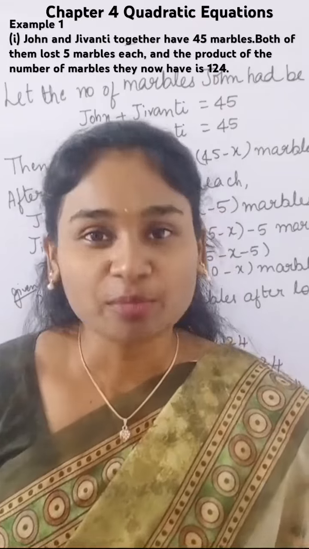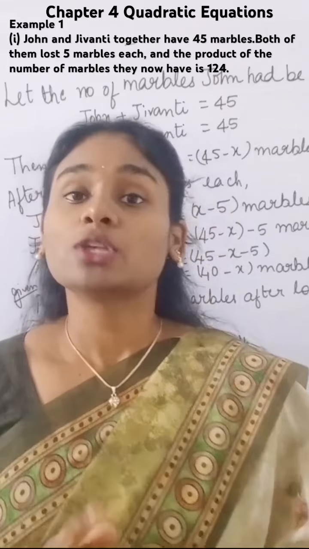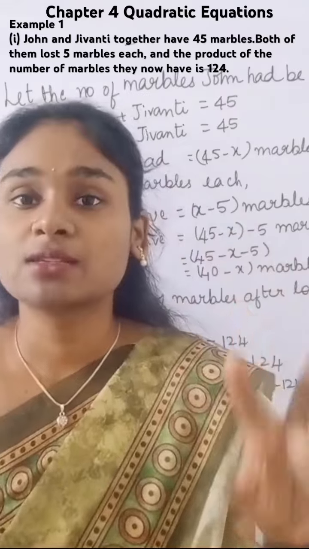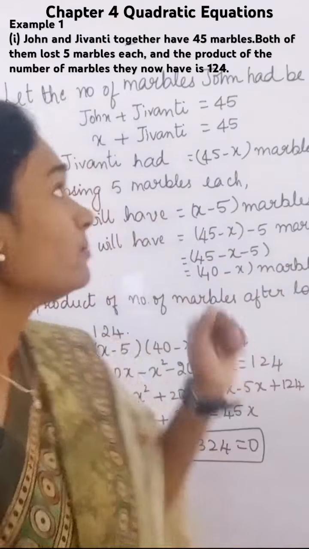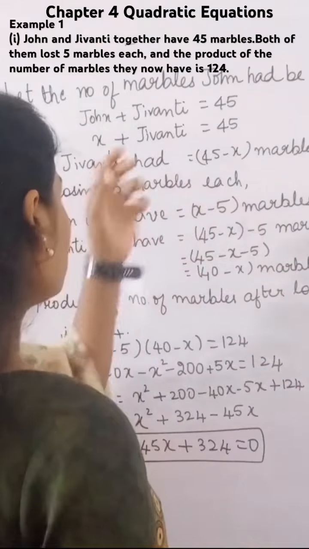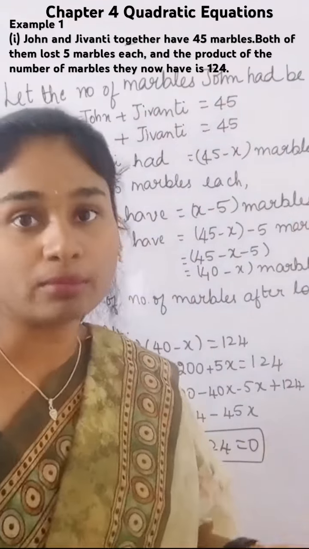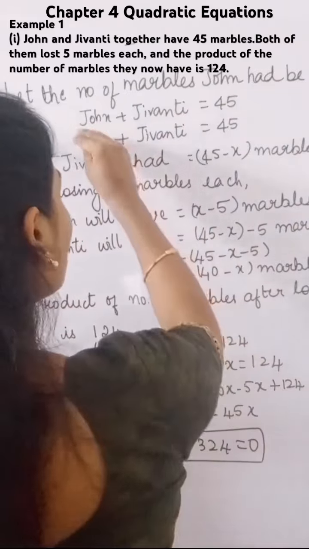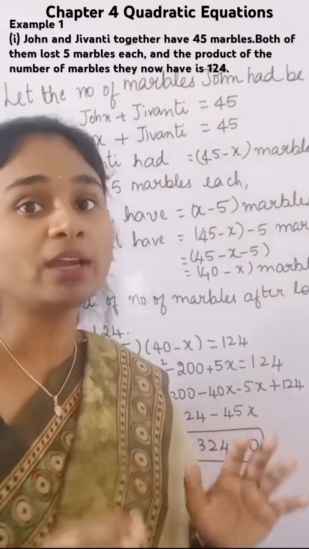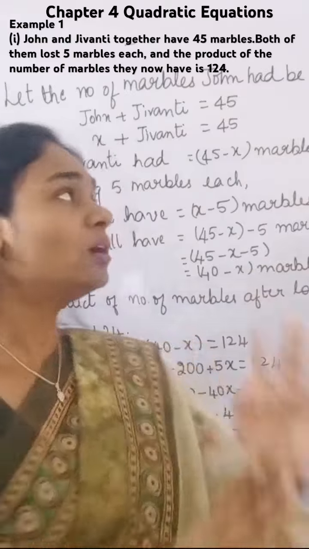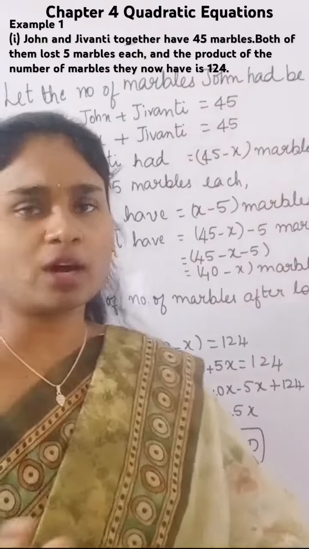So let us solve example number 1 of quadratic equations. It says there were two friends, John and Jeevanti. They had marbles with them. John and Jeevanti together had 45 marbles. Together, so however much John had and however much Jeevanti had, both of them all together had 45 marbles, right?